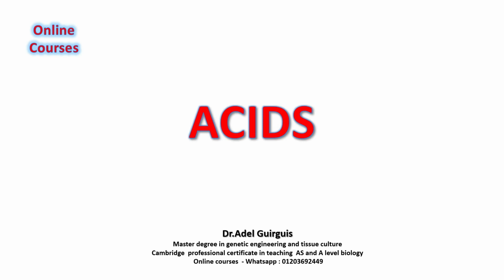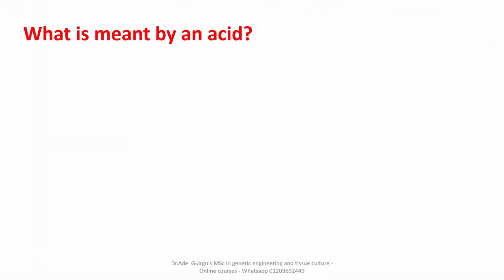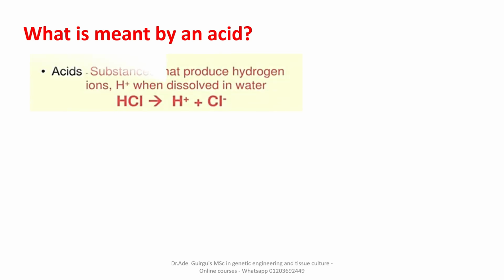This video is about acids. What is meant by an acid? Acids are substances that produce hydrogen ions, H plus, or protons when dissolved in water.